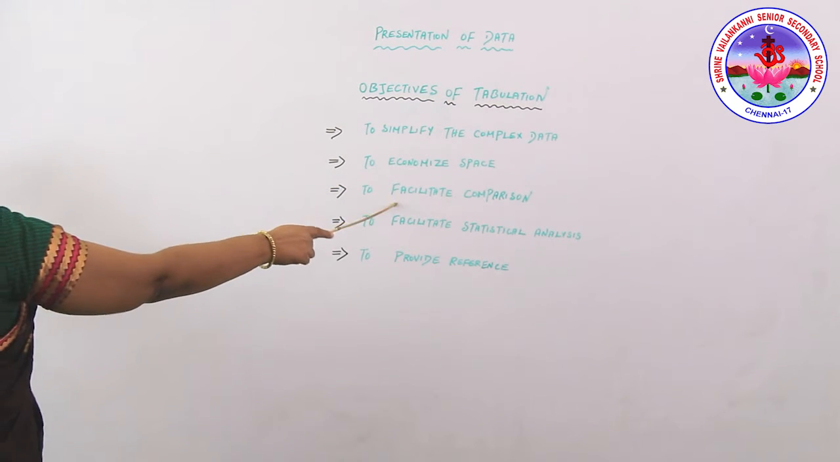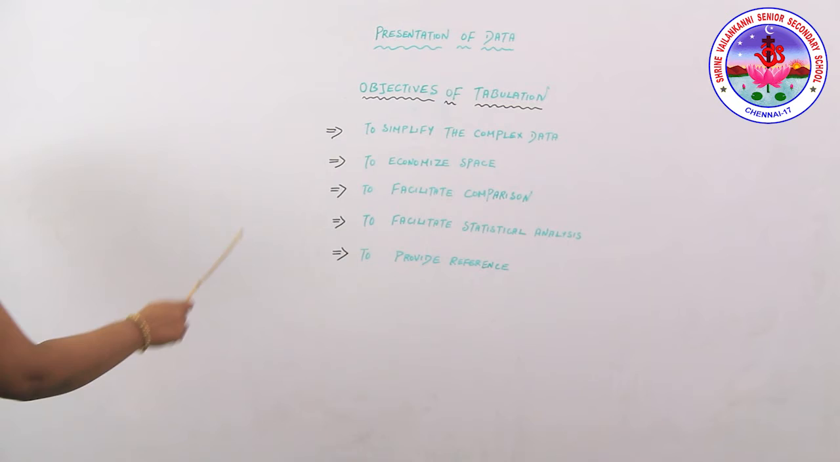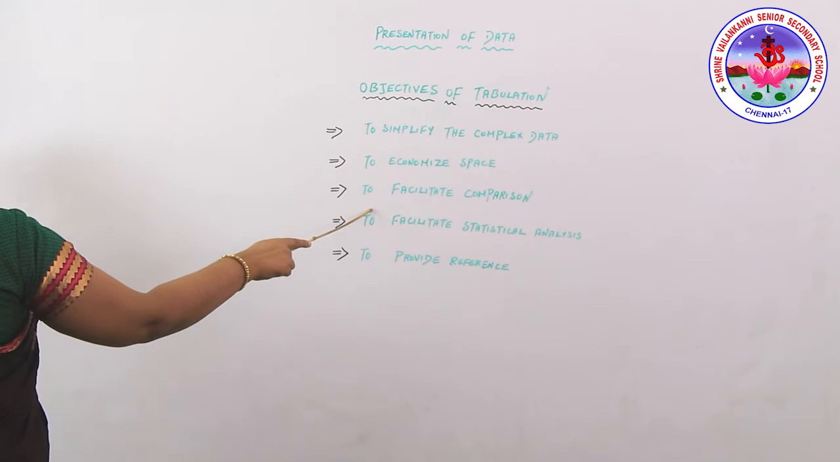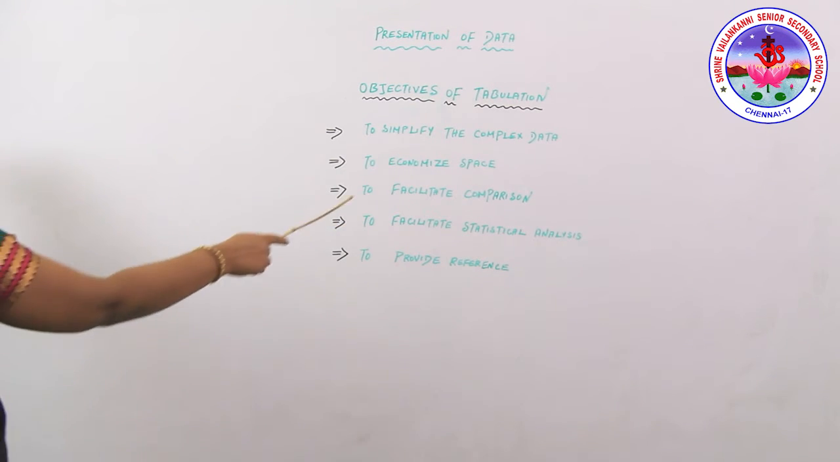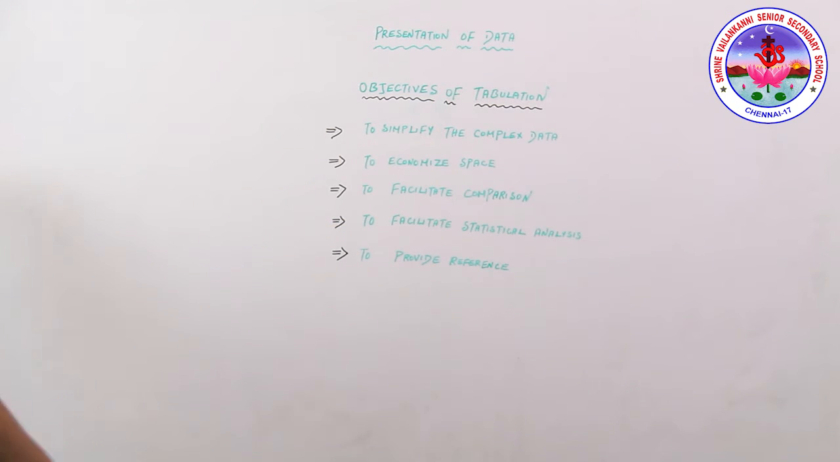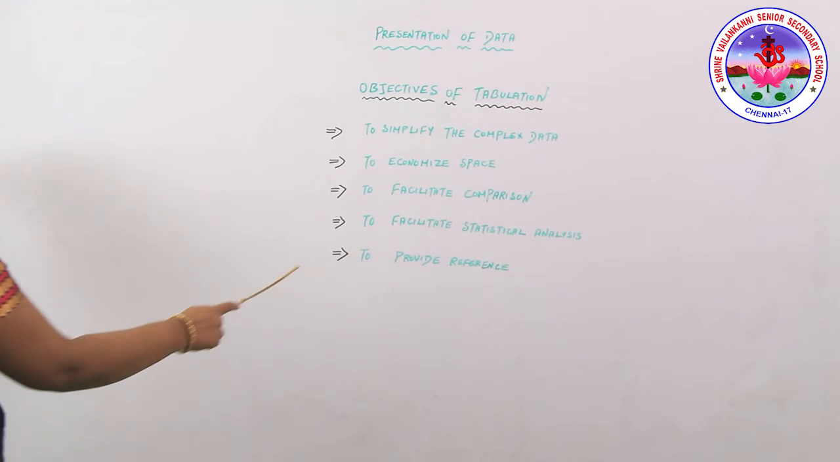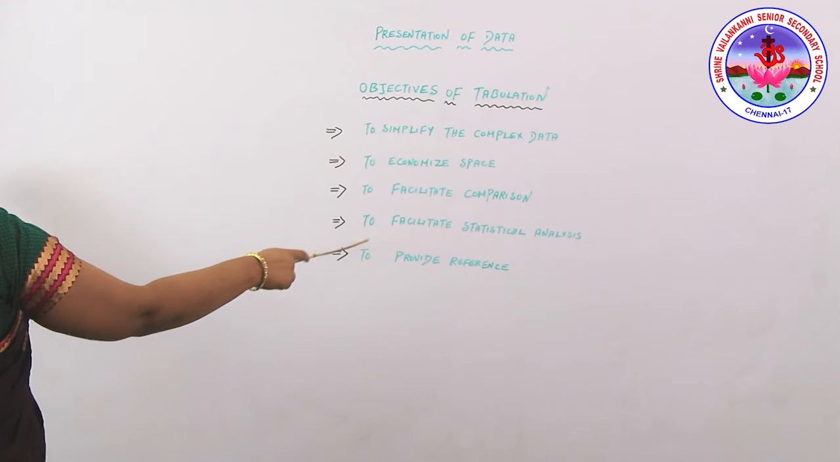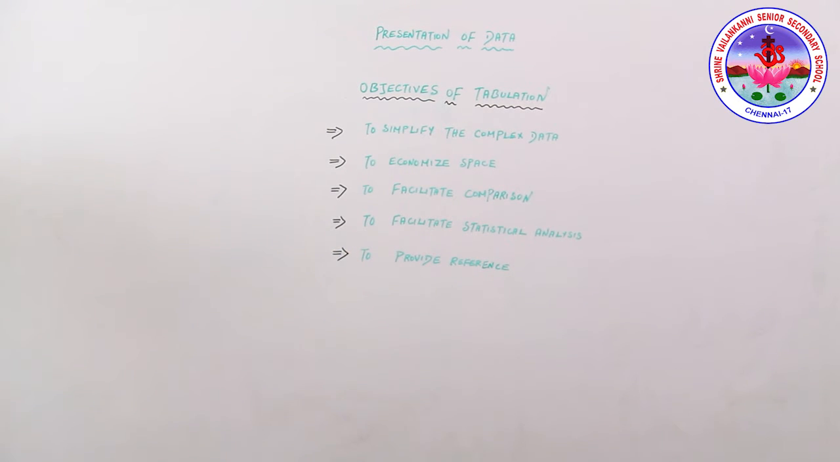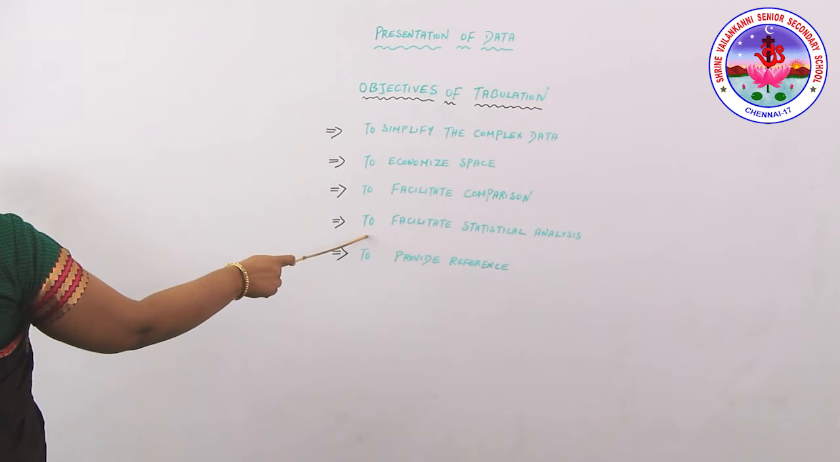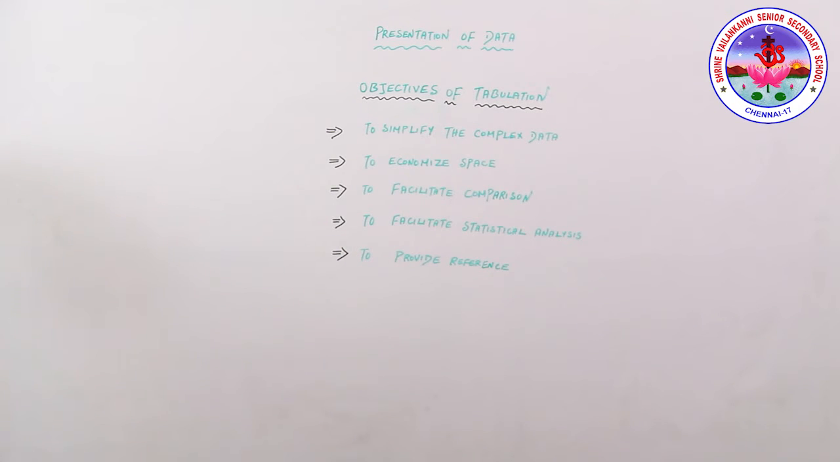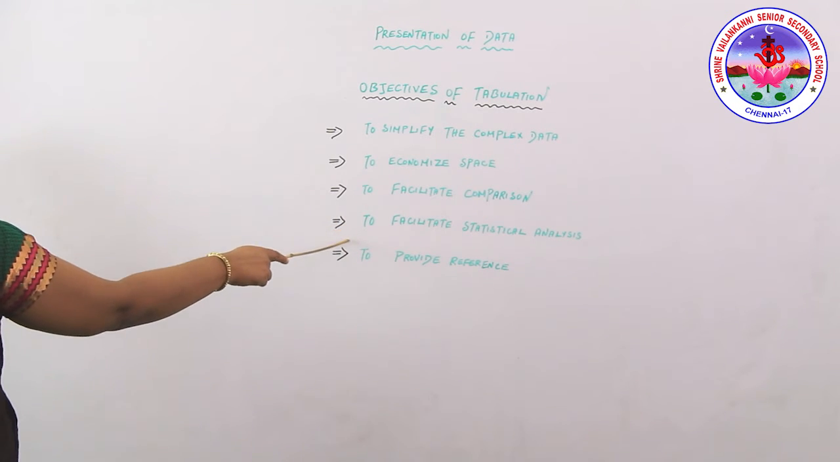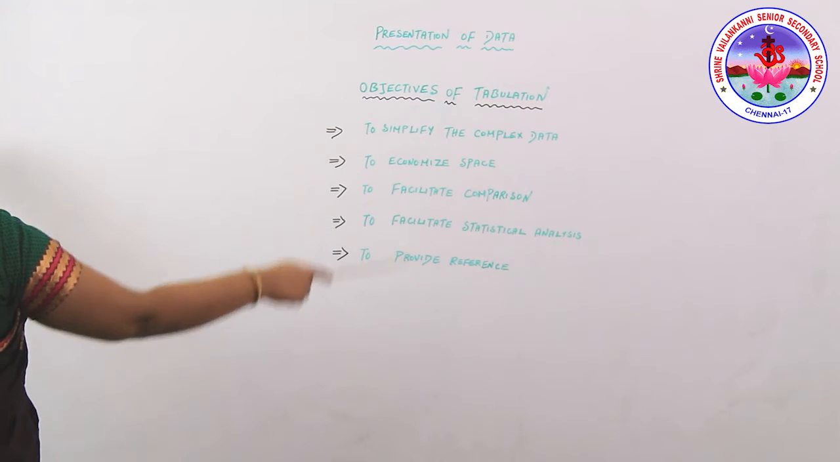The third, to facilitate comparison. It also aims to facilitate quick comparison among the various observations by presenting the data in a tabular form. The next one, to facilitate statistical analysis. The tabulation aims to facilitate statistical analysis, as it is a place between classification and presentation of data. So the various statistical measures we can use, that is the average, dispersion, correlation, etc., can be calculated easily from the data which are systematically tabulated.